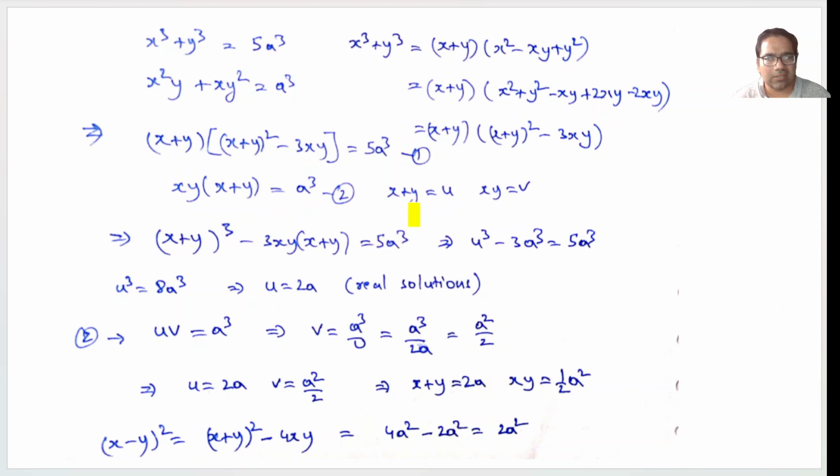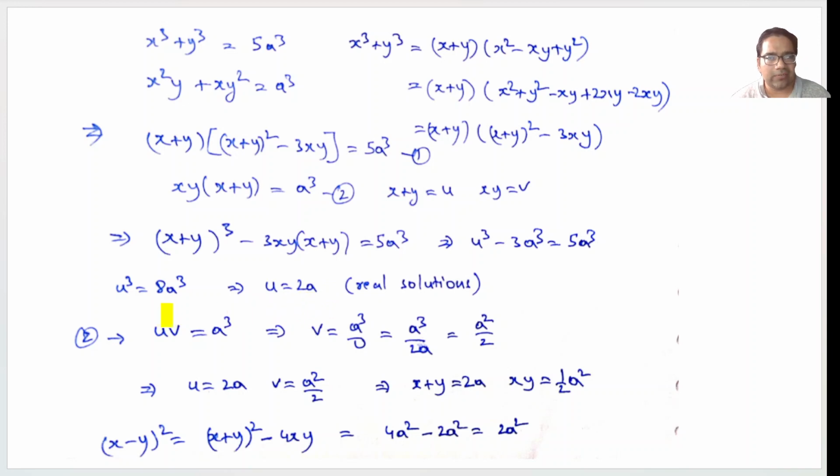What is x plus y? It is u. So u cubed minus 3a cubed equals 5a cubed. That means u cubed equals 8a cubed. U equals 2a, because we are concerned only about the real solutions. That's why we'll take only 2a. No imaginary numbers here. U equals 2a.